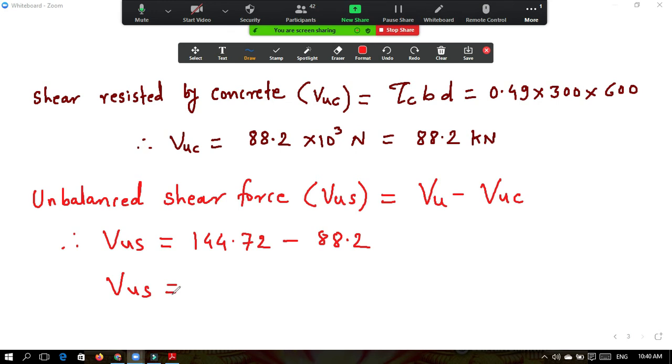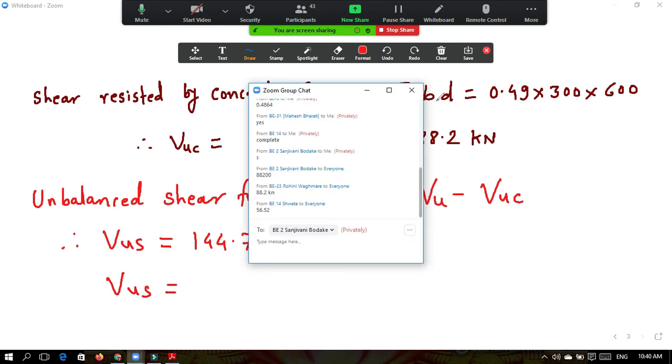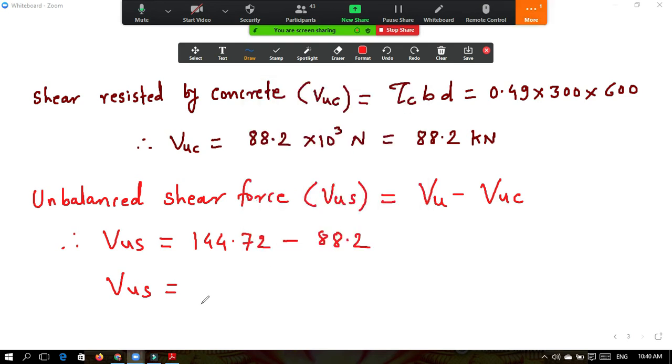So if you do this calculation, you will get the value of unbalanced shear. Let me know the answer. 56.52. Okay, correct answer. 56.52 kilonewton. So this is our unbalanced shear. So now we have to provide the shear reinforcement for this unbalanced shear. Okay, so if you have completed up to this point, let me know, so I will switch on to the next point.